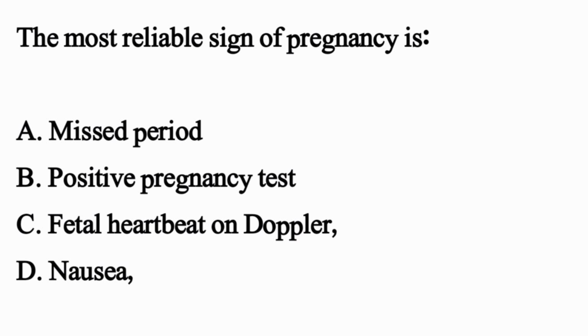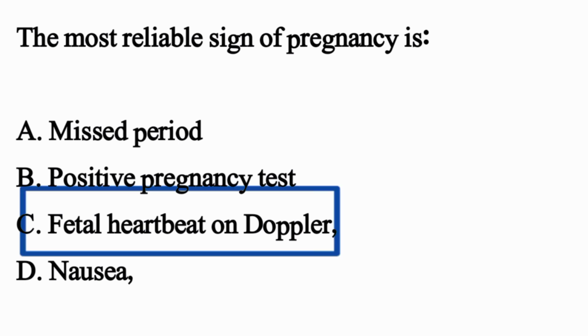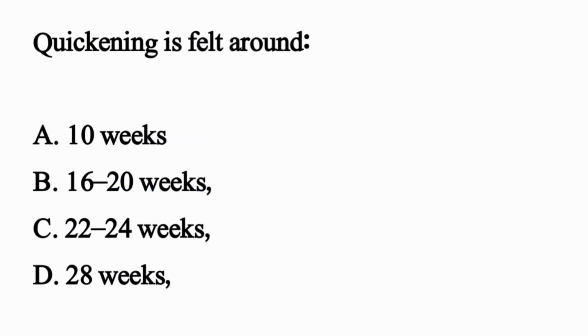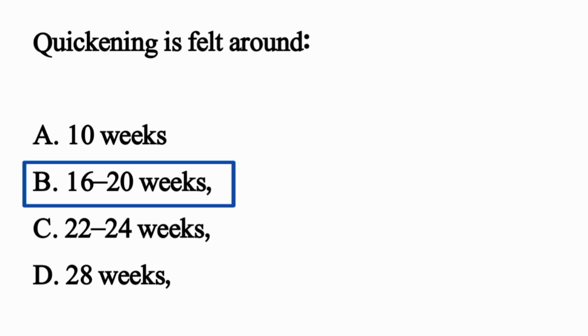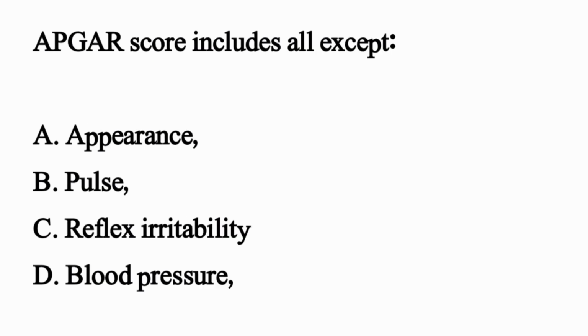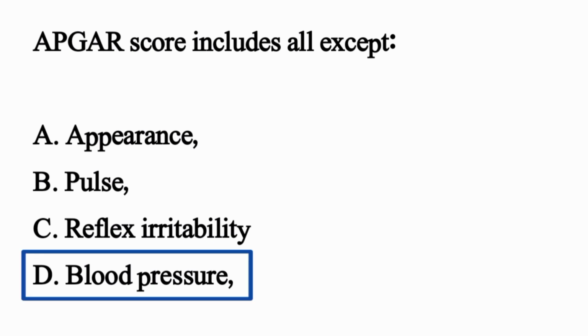The most reliable sign of pregnancy is. The right option is option C. Fetal heartbeat on Doppler. Quickening is felt around. The right option is option B, 16 to 20 weeks. Apgar score includes all except. The right option is option D, blood pressure.